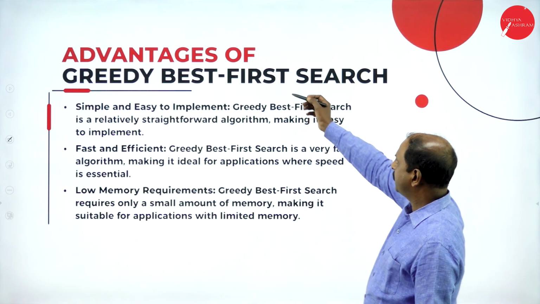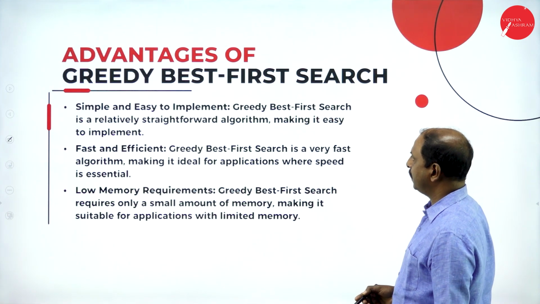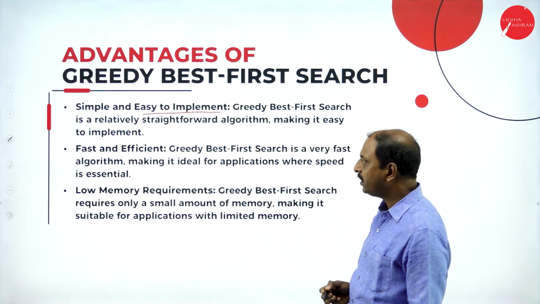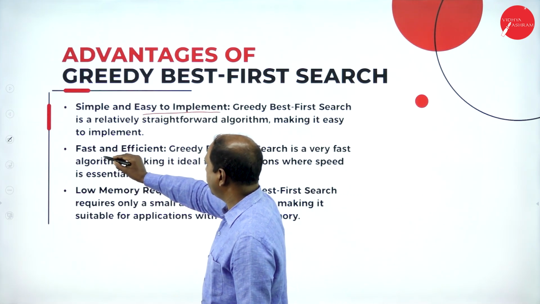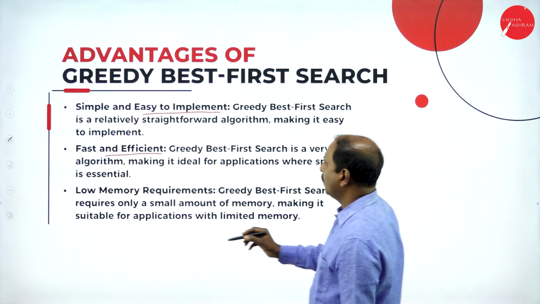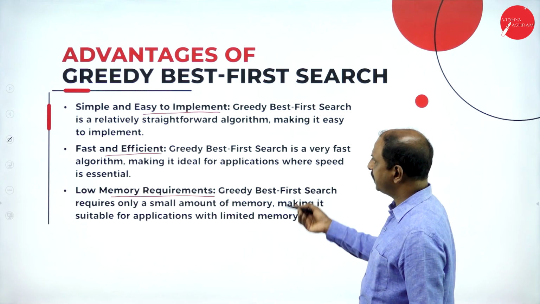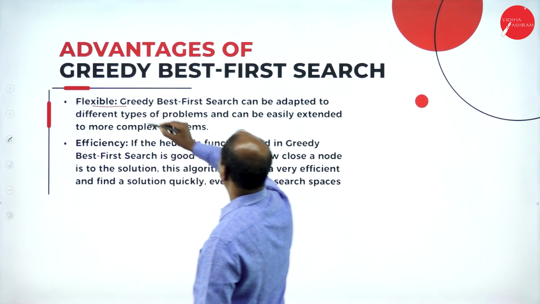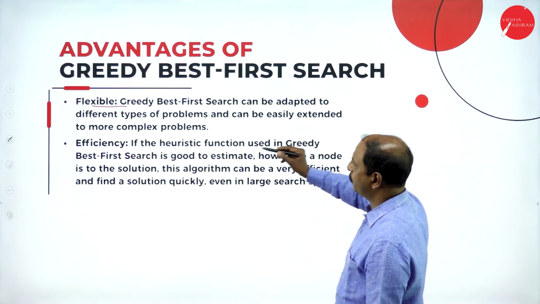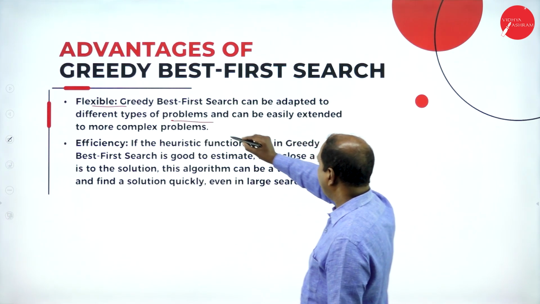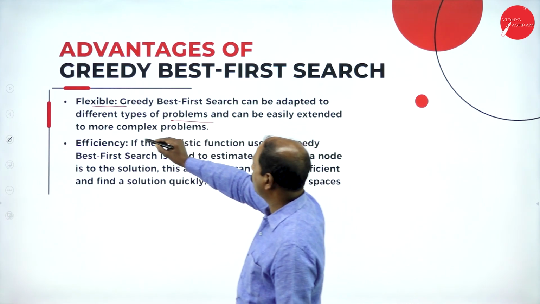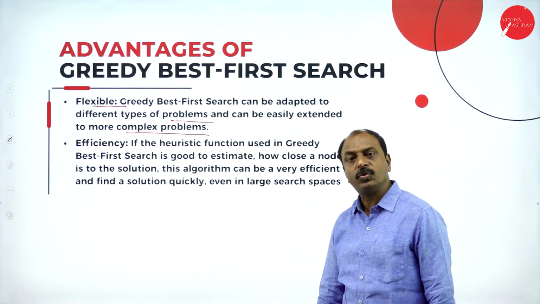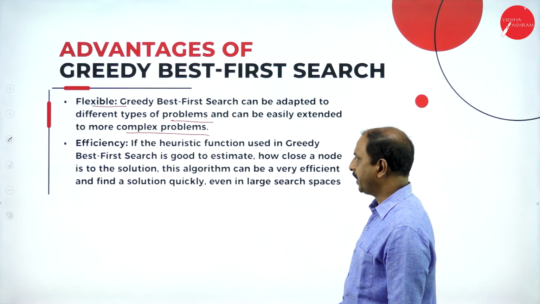Now let us see the advantages of the greedy best first algorithm. One is that it is simple and easy to implement. Second, it is fast and efficient. Next, it has a low memory requirement. These are the advantages. Next one is flexible. It is adaptable to different types of problems and can be easily extended to more complex problems. This is the flexibility. So the same algorithm can be used for different types of applications.